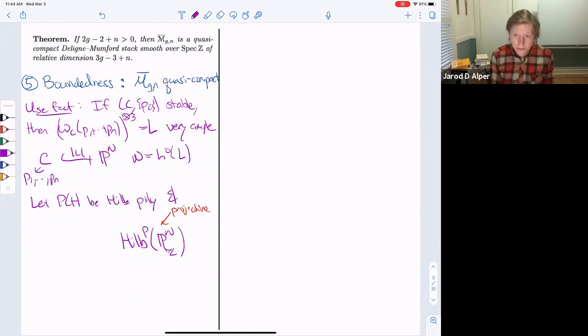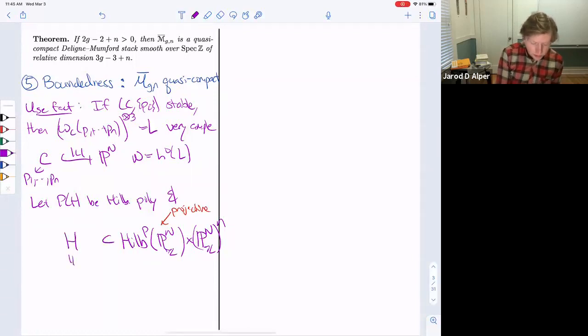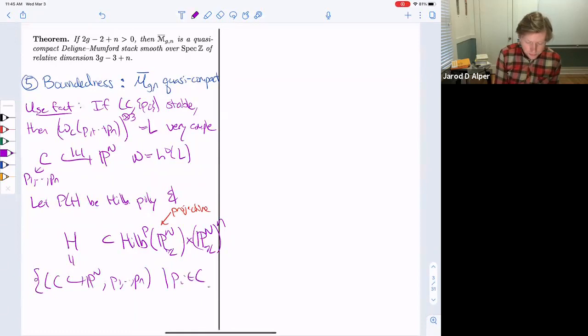Since I'm considering marked points, I don't want to just consider these embeddings. I want to take the product with n copies of projective space and then consider the incidence correspondence, let's call that H, parameterizing the data of a closed subscheme in P^N together with n points in P^N, but let's require that the points actually live on the curve C. What we know is that this H is a quasi-projective variety. In particular, it's quasi-compact.